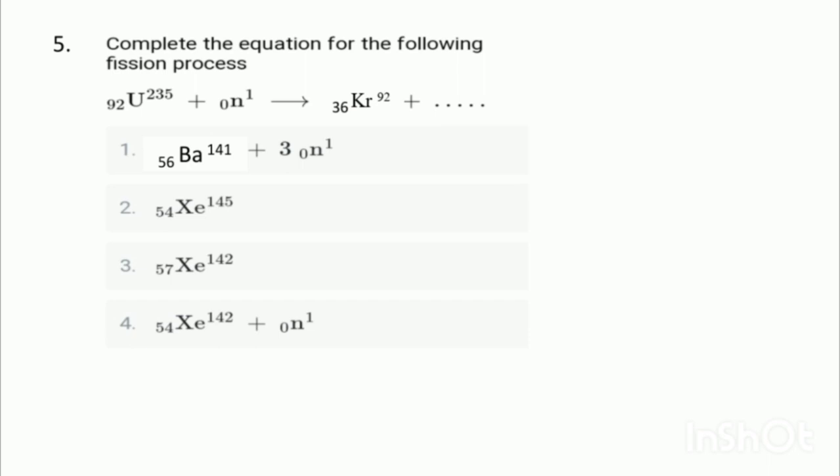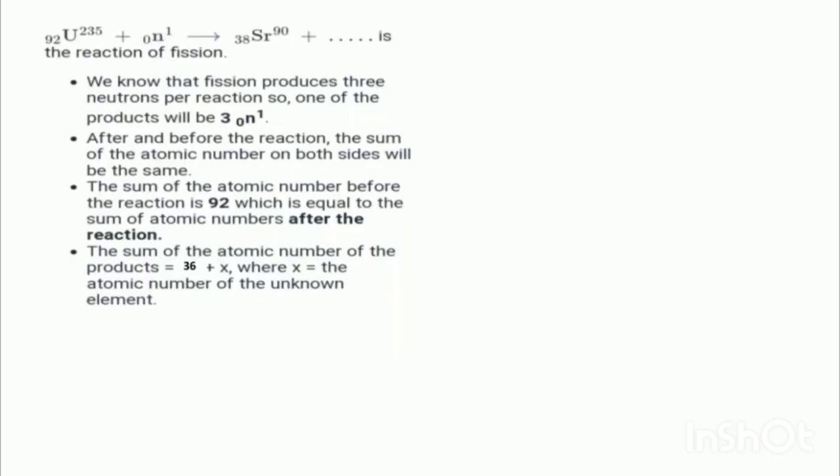Question number 5. Complete the equation for the following fission process. The fission process is given, and 4 options are also given. We know that fission produces 3 neutrons per reaction. So one of the products will be 3 neutrons.